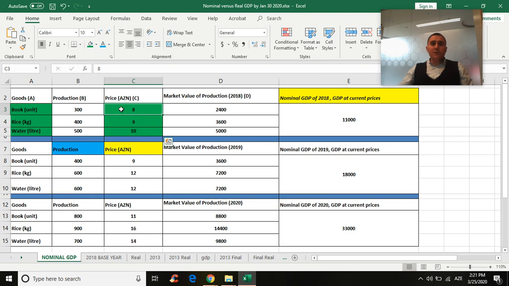We pick 1 year as a base year. Here we pick 2018 as a base year. Once we pick 2018 as a base year, we use this year's prices to calculate the GDP once again. So let's go to the next tab.